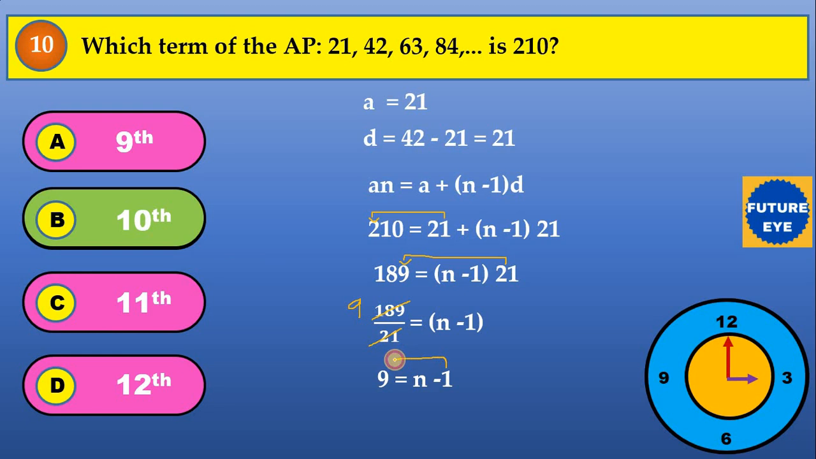Now, this minus 1 transfer this side, children, we get plus 1. So, 9 plus 1 gives 10. So, n is equals to 10. It means the 10th term will be 210.